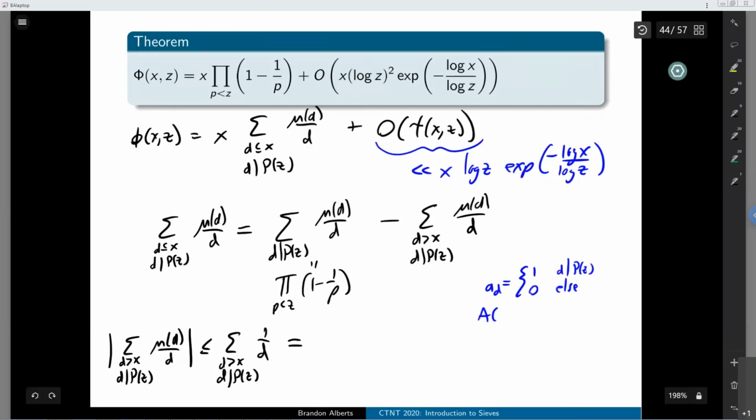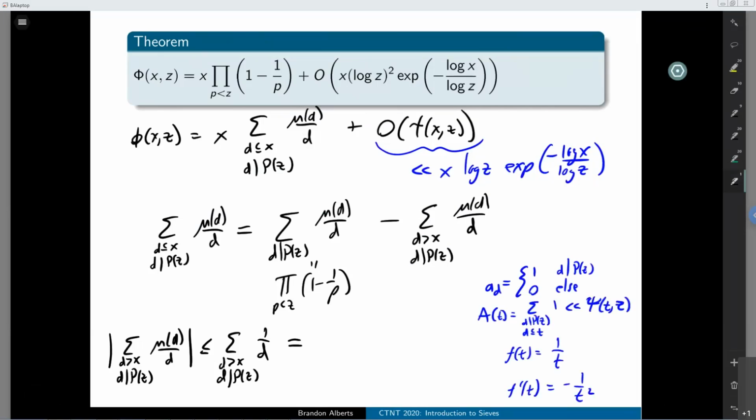So that A of t is the sum over d dividing P of z, d less than or equal to t, of 1, which is bounded above by this C function we had earlier. And then what's left over is our choice of function. f of t is 1 over t. f prime of t is negative 1 over t squared. So we plug in all this information, including the upper bound for capital A.